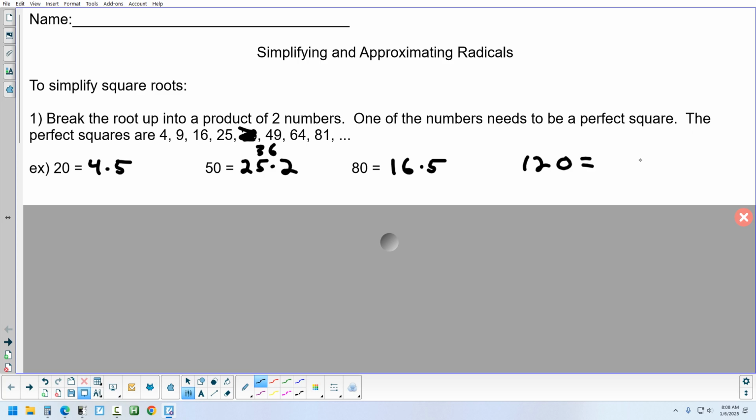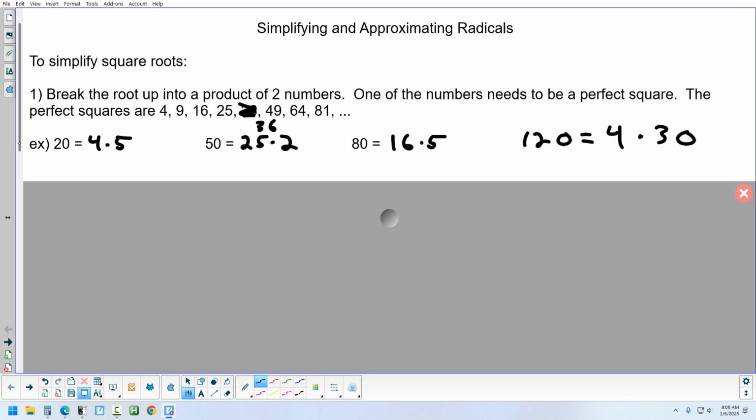And does anybody remember what we saw? 4 times what was 120? Landon. 4 times 30. Yep, exactly. All right, so that's your first step. All right, now let's do the second step.